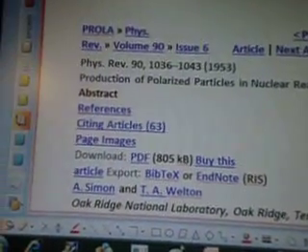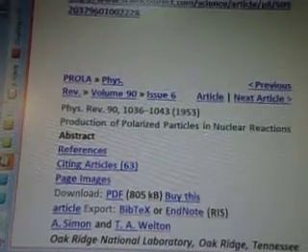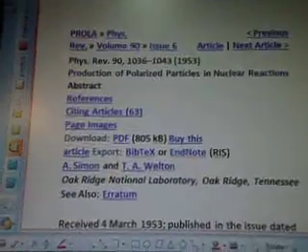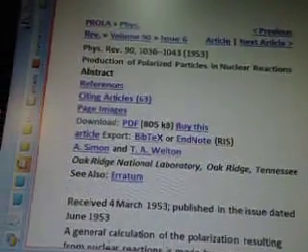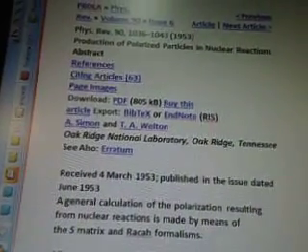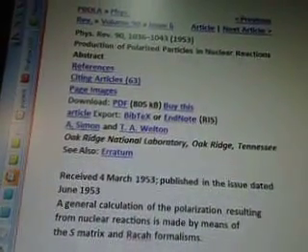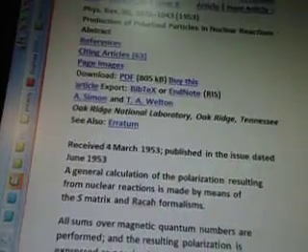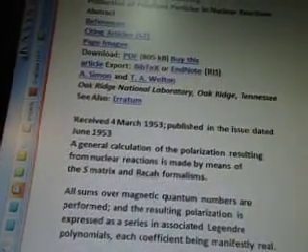Okay, so the next one's Production of Polarized Particles in Nuclear Reactions. This is a PDF that comes up. And it's from A. Simon and T.A. Welton from the Oak Ridge National Laboratory in Tennessee. See also Erratum. Received March 4th, 1953. So this is an oldie one.